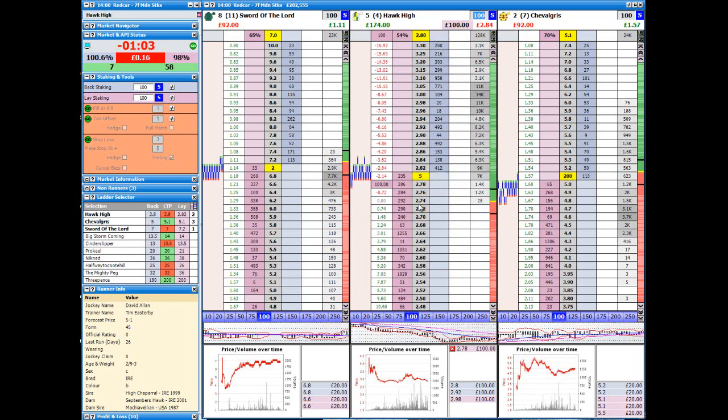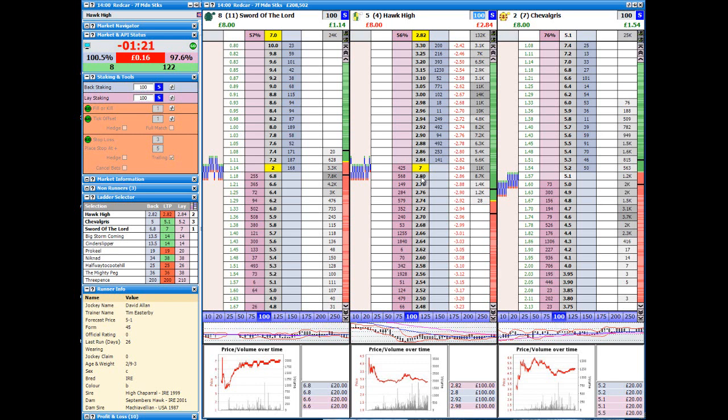I could get out now. I've got a liability, as you can see, of £92. I'm still unmatched on the lay. And you can see the timer there. It's 1 minute 18 seconds after the off time. It's still in red. Now that means that the race actually hasn't started yet.